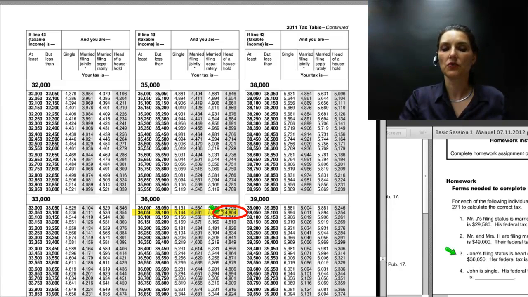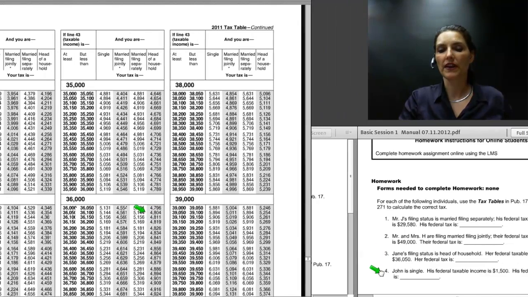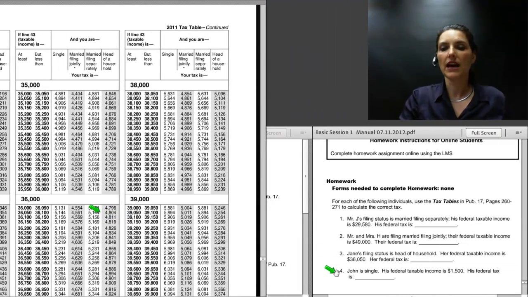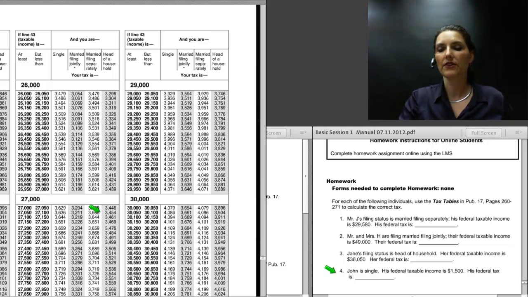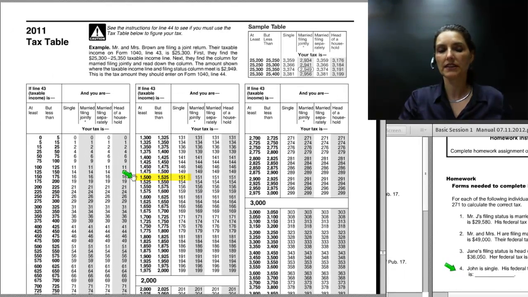And here's the answer key for the Session 1 homework assignment. You can see that the answers are appearing on here. I've shown you where to find those in the tax rate tables. Now we're going to move on to the second part of the homework assignment, which was to use the tax rate schedules. We covered question number 5 together, so let's move on to question number 6.